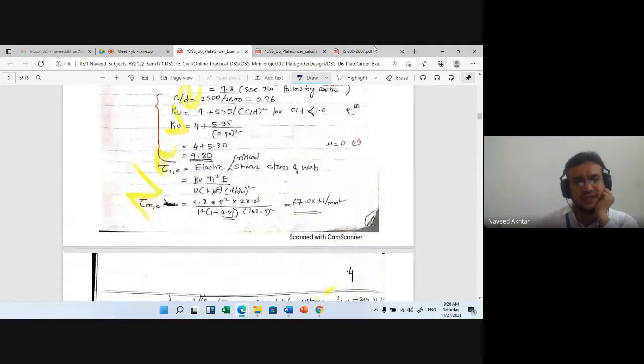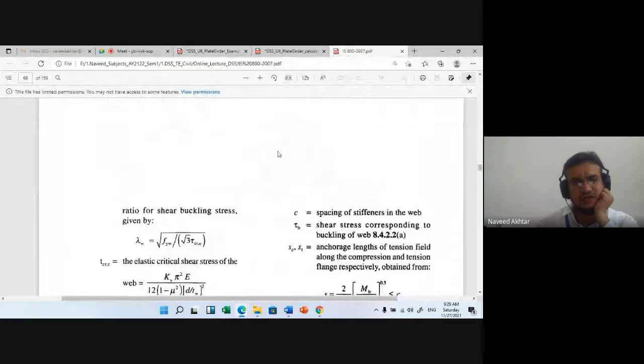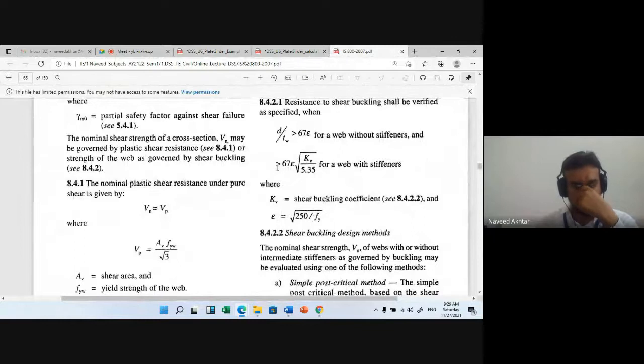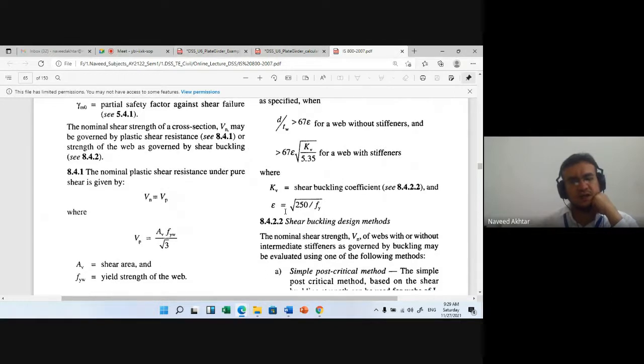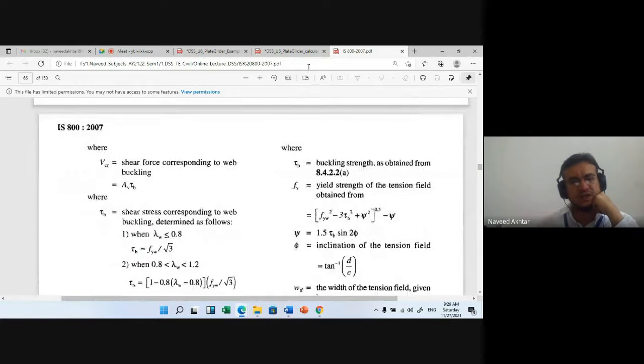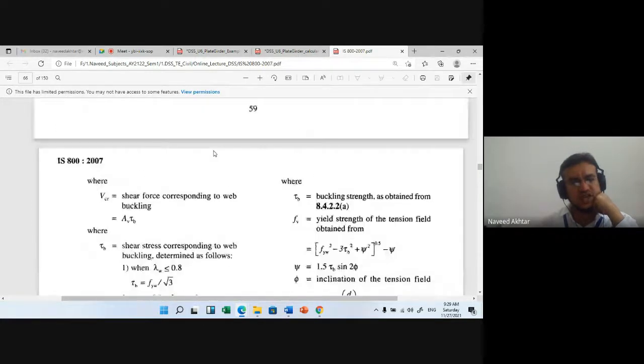Okay, so here that condition is satisfied. It is given that a shear buckling check is required when this condition, the d by tw ratio, is greater than this value. So the condition is satisfied with the stiffener, so we have to check for shear buckling. Now we will use the simple post critical method, and we have to find out the tau b. So Vcr is equal to Av into tau b.